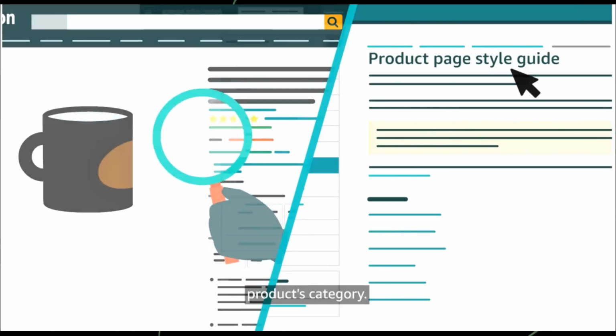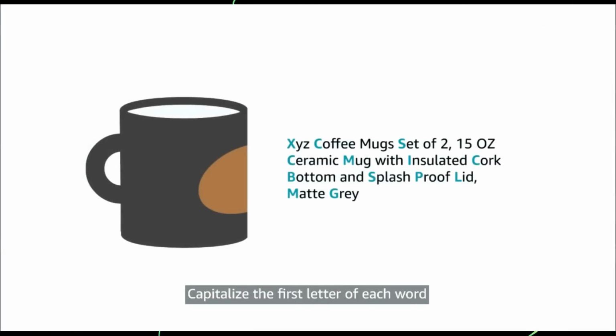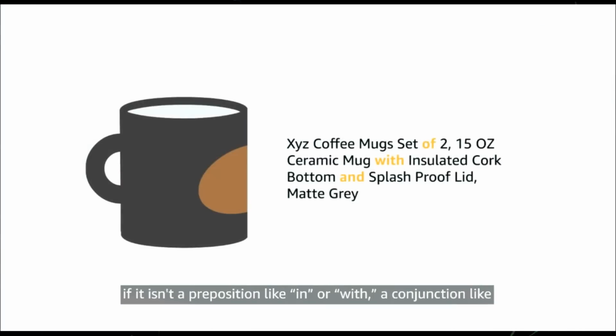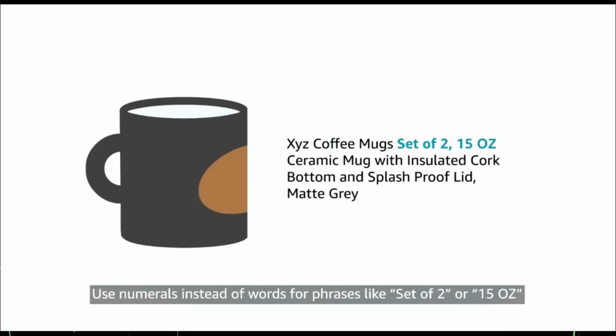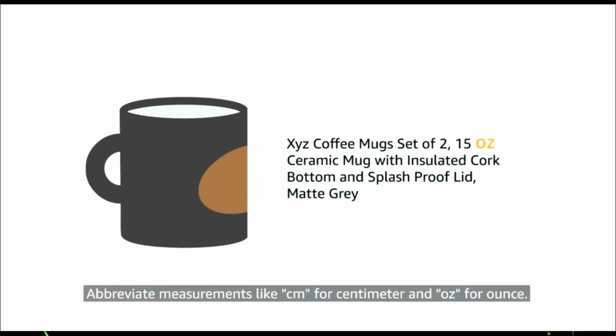Capitalize the first letter of each word if it isn't a preposition like in or with, a conjunction like and or for, or an article like a or the. Use numerals instead of words for phrases like set of 2 or 15 ounces. Abbreviate measurements like cm for centimeter and oz for ounce.